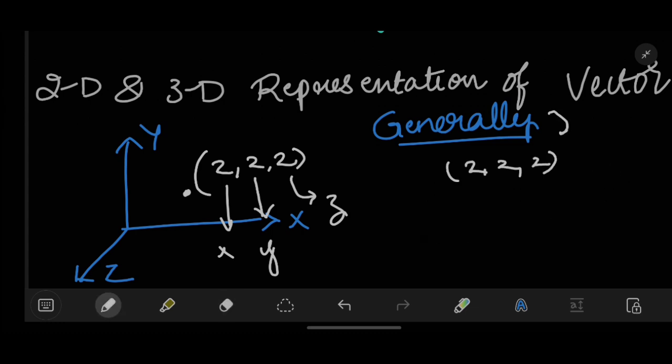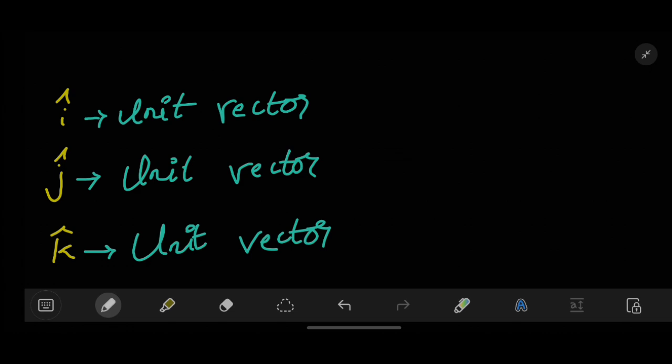This is generally. Now in vectors, how do we write? In vectors we introduced 3 directions for representing the same thing. Instead of writing like a point, we will write it as i cap, j cap and k cap. First I'll introduce the terms. So here they are, i cap, j cap and k cap. These are the unit vectors.